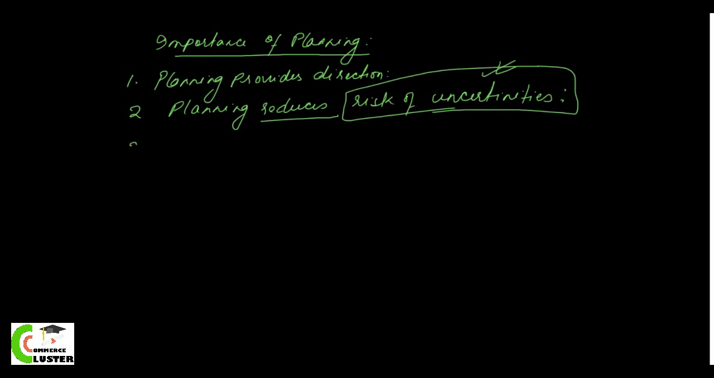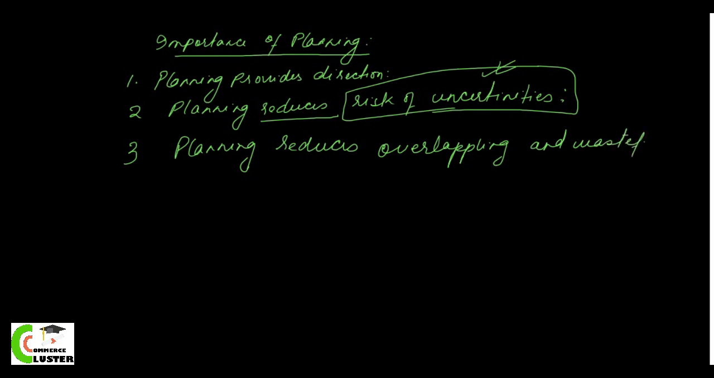Now, the third importance of planning is planning reduces overlapping and wasteful activities. Since in the plan it has clearly been mentioned that one employee has to do this work, another employee has to do that work, this department will have to do this work, everything has been stated in the plan. Since all the activities which are supposed to be done by the employees of the organization have been stated in the plan, no such activities will be overlapped or repeated by any other employee.